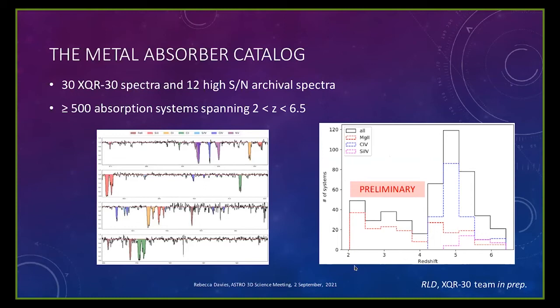Magnesium-2 is detected relatively uniformly from redshift 2 to about redshift 5.5, but we can only see carbon-4 and silicon-4 above about a redshift of 4 and 4.5 respectively. And again, this is because at lower redshifts, they fall in that region blueward of the quasar Lyman alpha emission where we don't see any flux and therefore no absorption either.